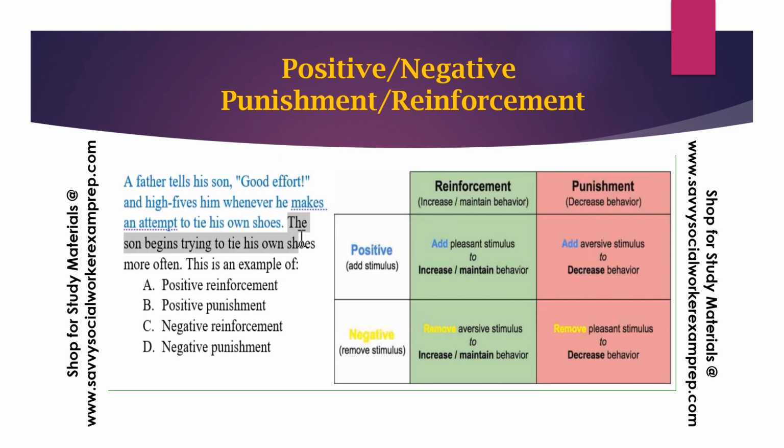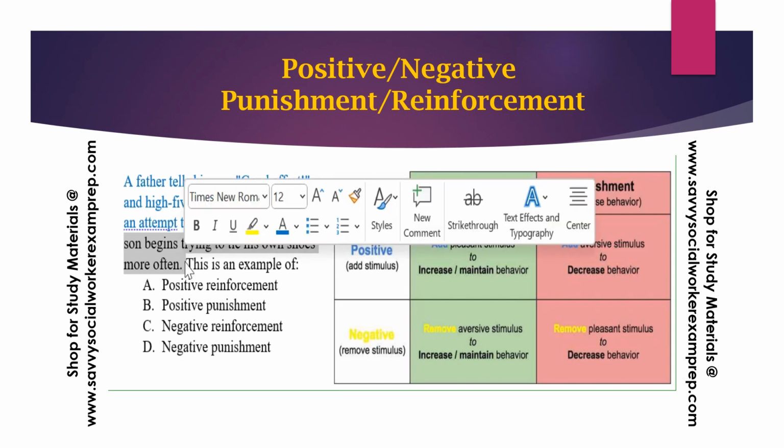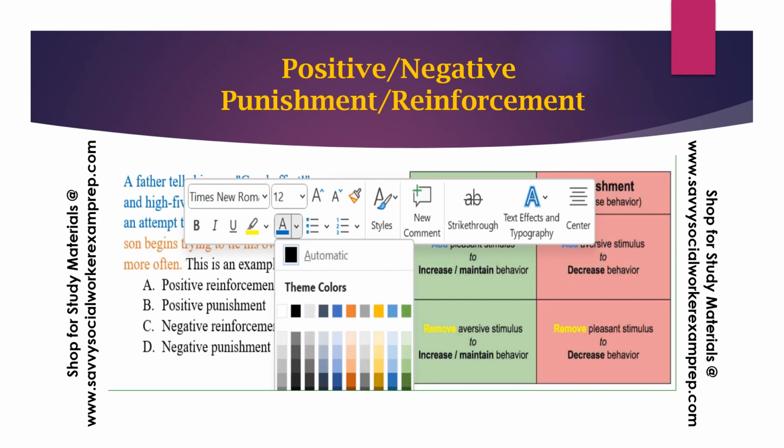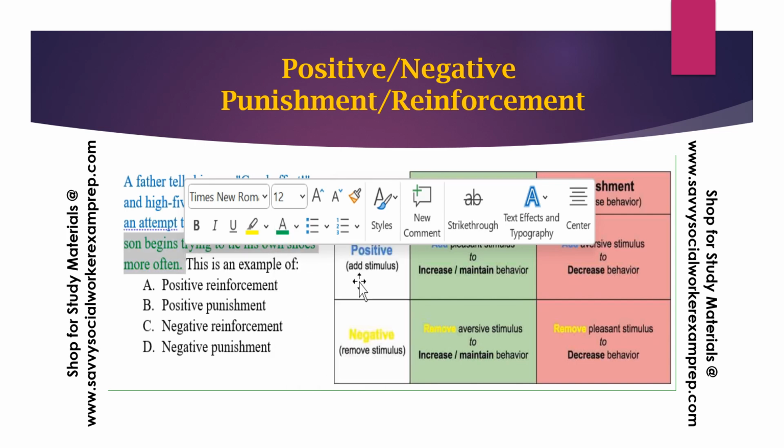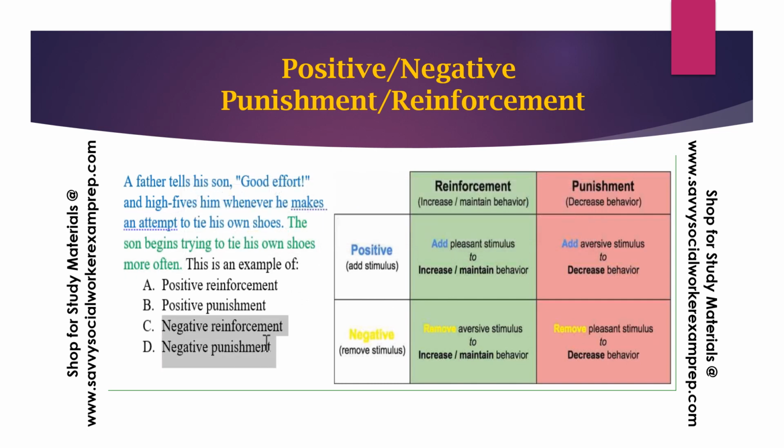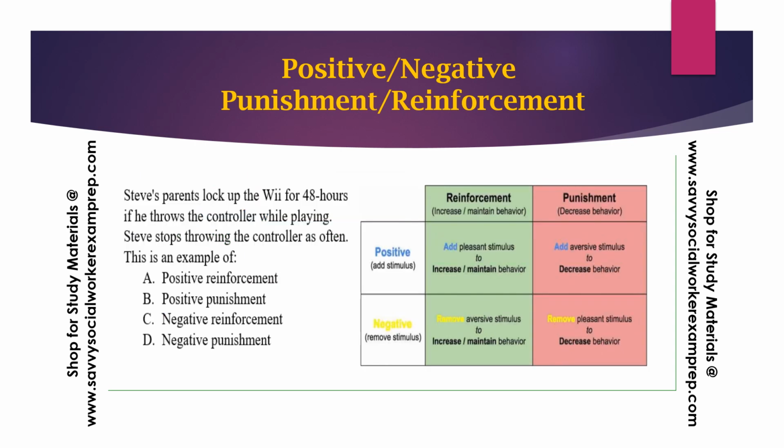And so what happens is the son begins to try to tie his own shoes more often. So this is a desired behavior. So this, of course, is going to be reinforcement. So we know when we put that blue with that green, it's going to be positive reinforcement. So I'm going to eliminate both of the negatives, highlight positive reinforcement. And just remember that positive reinforcement increases behavior by adding a pleasant or desirable consequence.